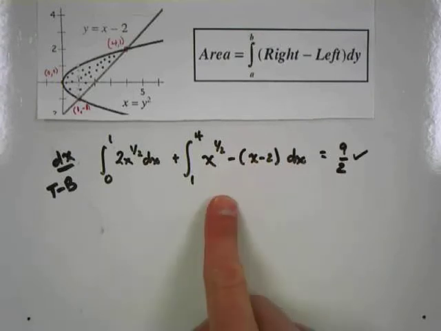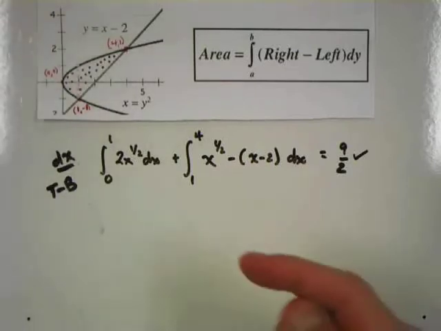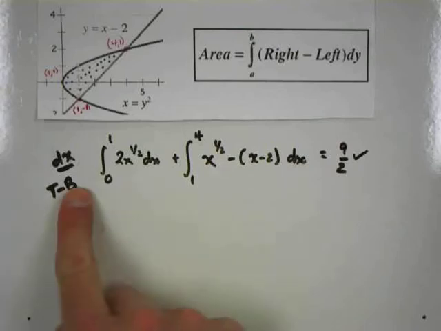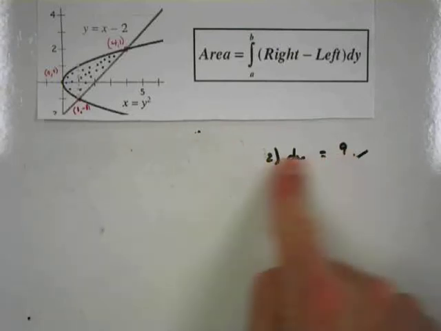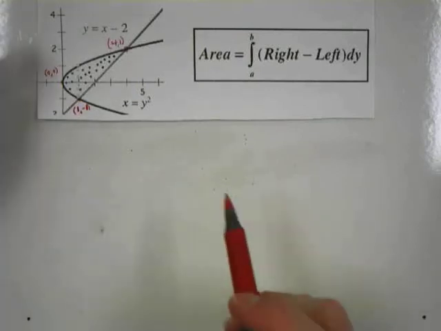Now, an alternative to this is that we can start integrating with respect to y. So instead of the slices or the rectangles sitting from top to bottom, we can let these rectangles sit from right to left. I'm going to get rid of this and we'll compare the two. When you integrate with respect to y, we're looking at the function on the right minus the one on the left.